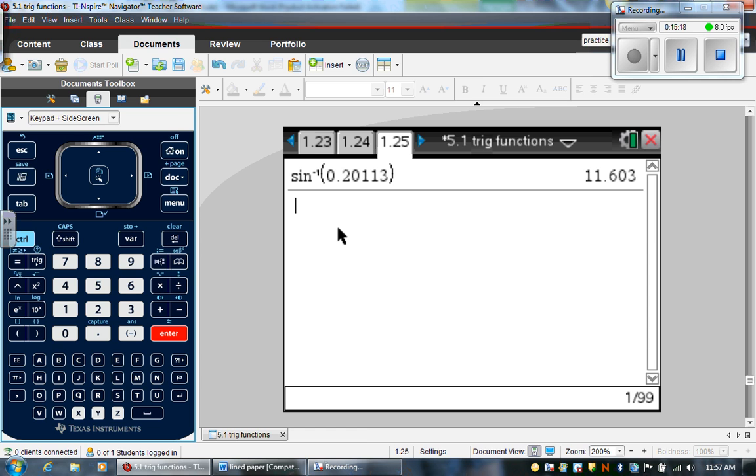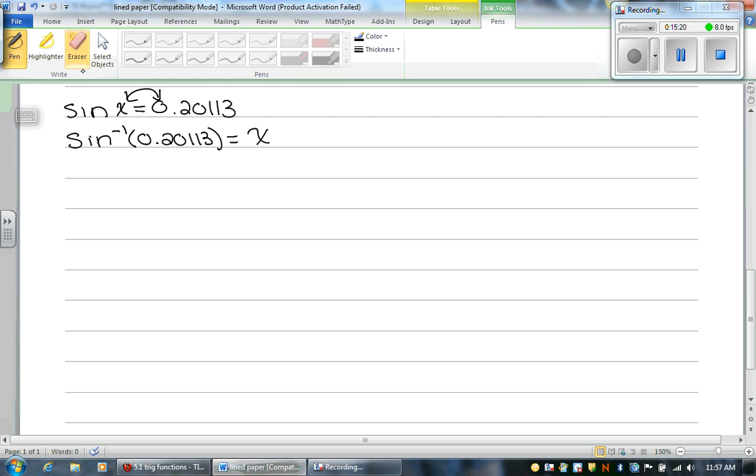Okay, that is the angle. What you're finding is the angle. So x is approximately 11.6 degrees. Okay, this is always representing the angle.